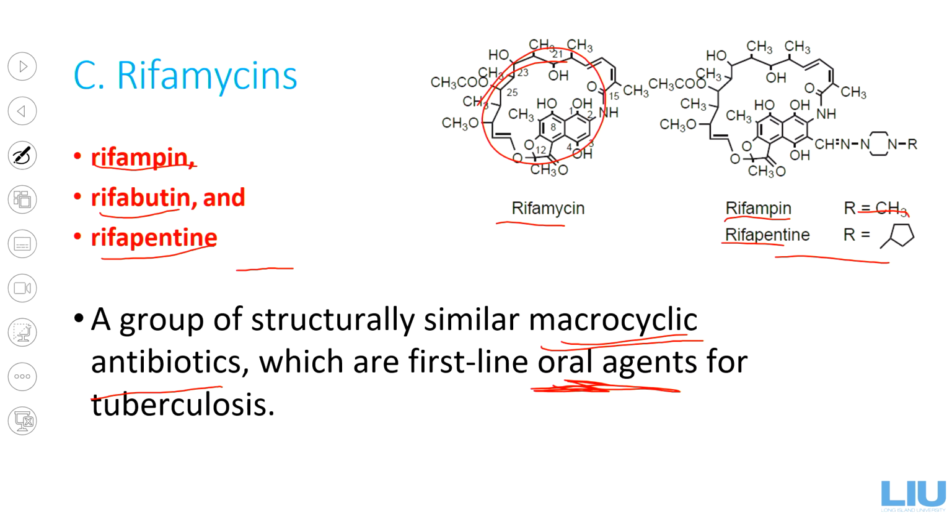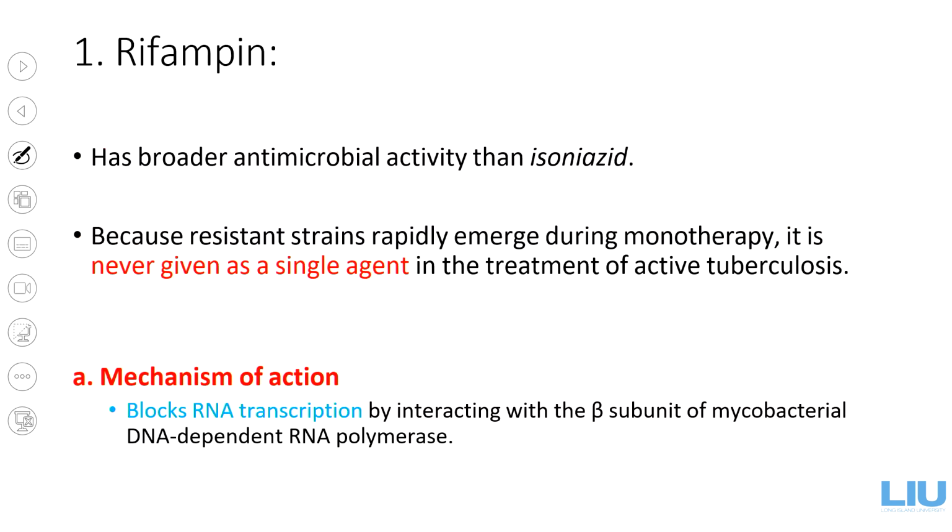All right. So in short, these are macrocyclic antibiotics. They could be taken orally, and this is the second drug out of the 4 in the first line of therapy. They have broader antibacterial activity than the isoniazid because resistant strains rapidly emerge during monotherapy. It's never given as a single agent. Well, we already know that we administer 4.